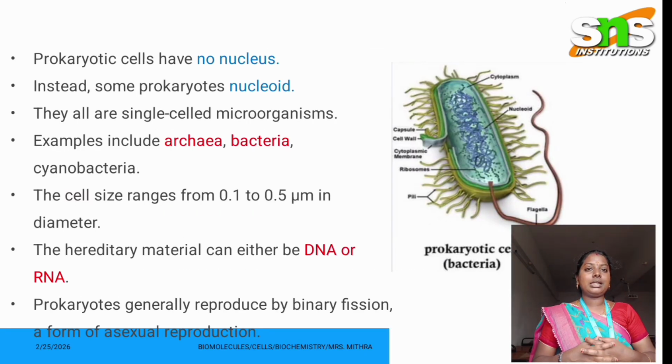Prokaryotic cells have no nucleus. Instead, they have an outer membrane, and they are single-celled microorganisms. They include archaea, bacteria and cyanobacteria, and the size of prokaryotes ranges from 0.1 to 0.5 μm in diameter. These prokaryotes carry either DNA or RNA as genetic material instead of a nucleus. They generally reproduce by the process of binary fission, which is a form of asexual reproduction.